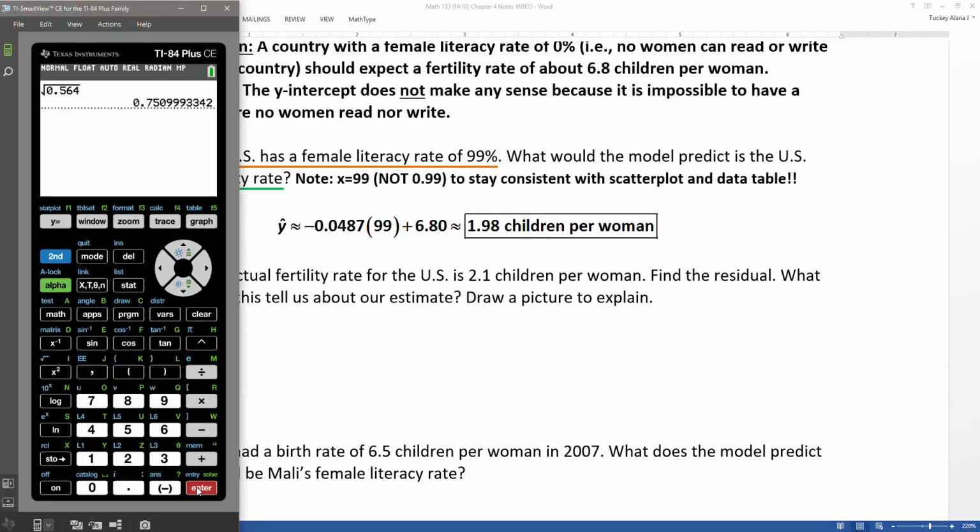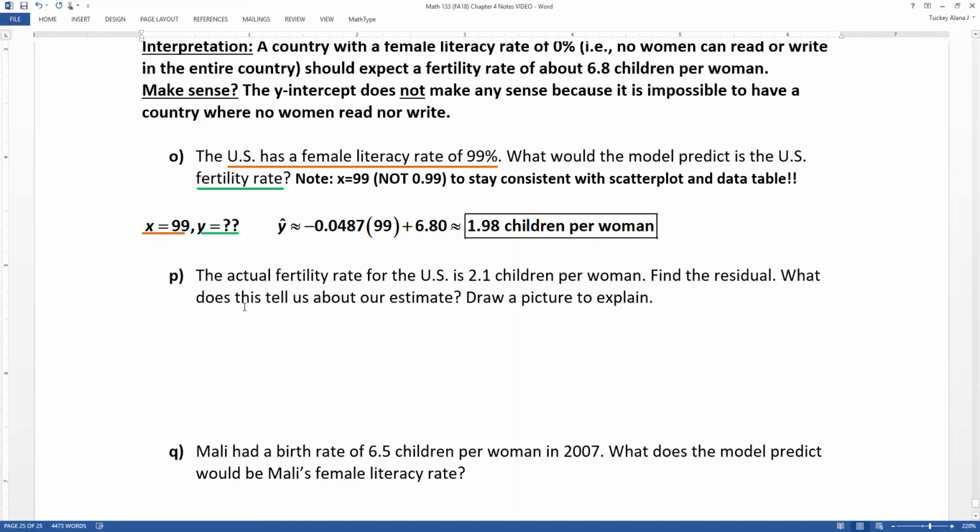And let me show you this. So it's negative, which is down here, not the subtraction symbol, but negative 0.0487 times 99 plus 6.8. And then I just rounded.